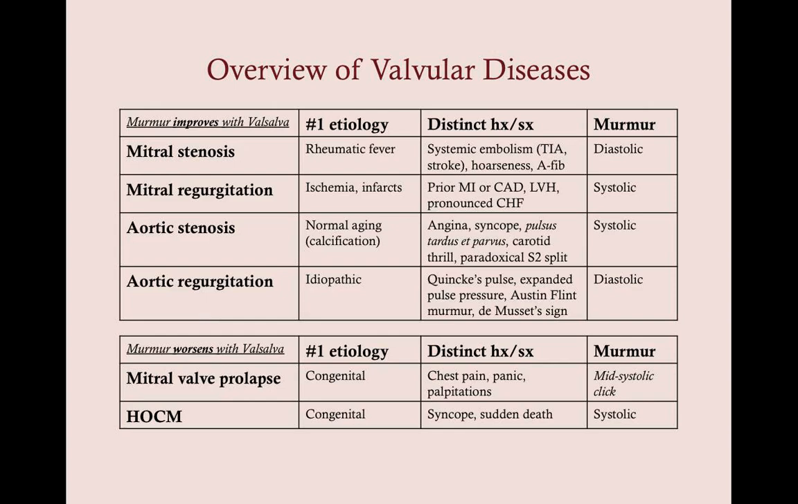And mitral regurgitation, number one etiology is ischemia and infarcts. Aortic stenosis, number one etiology is aging. And aortic regurgitation, the number one etiology tends to be idiopathic, but if we do know the cause, it tends to be hypertension. And then we'll talk about mitral valve prolapse and hypertrophic obstructive cardiomyopathy, or HOCM. Those are both congenital valvular diseases.